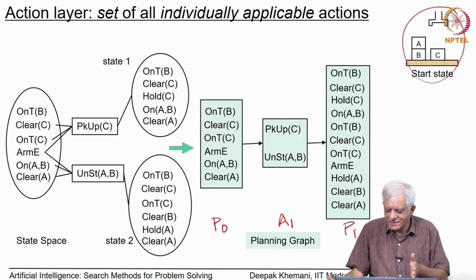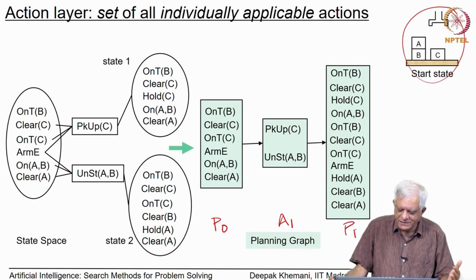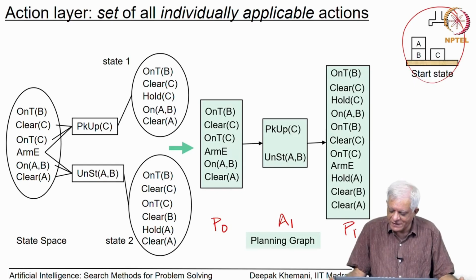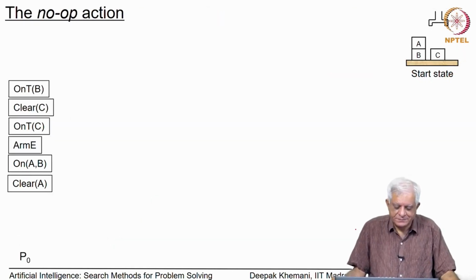It goes layer by layer, and in the first action layer, both the actions that were applicable in the start state have been included, and in the first proposition layer P1, all the propositions that were true in the different states when those actions were applied have been included. So, the action layer is a set of all individually applicable actions, and this is the basic structure of the planning graph. After this we will have more layers: the second action layer A2 followed by the second proposition layer P2 and so on and so forth.